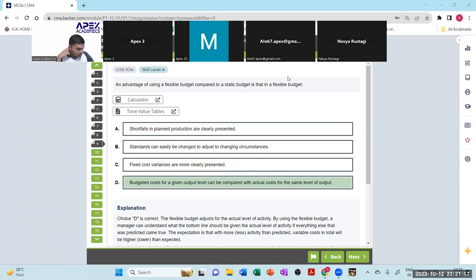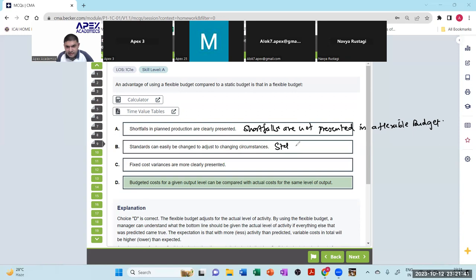But for your reference, I would like to tell you that shortfalls are not presented in a flexible budget. Please remember this. Shortfalls are not presented. Standards can be easily changed.